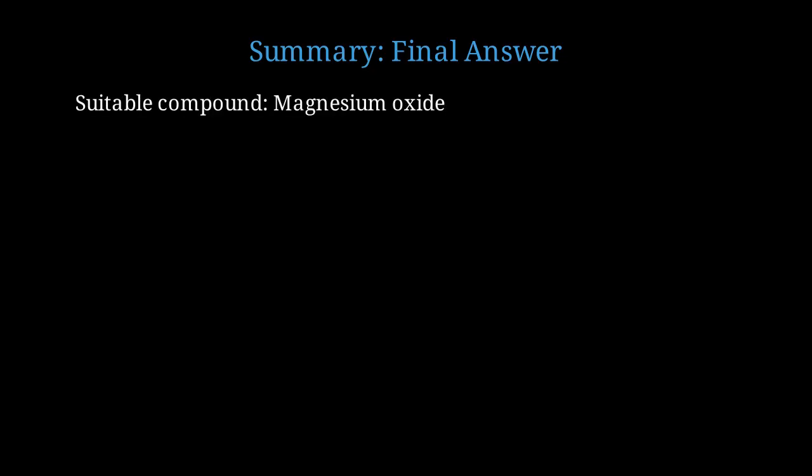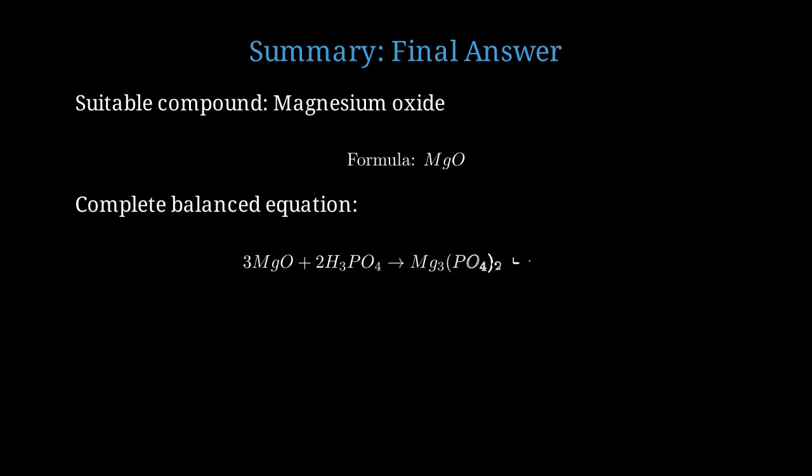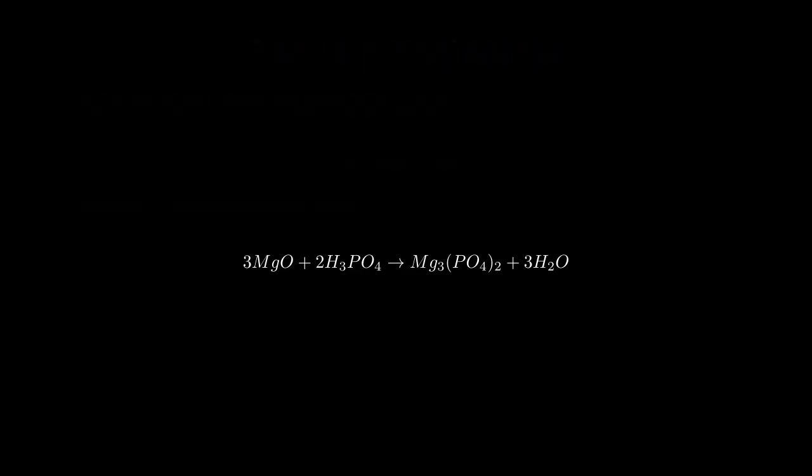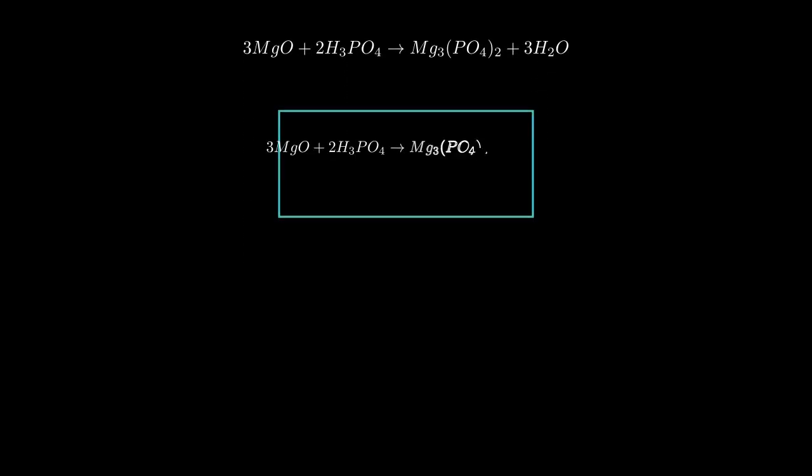Let's summarize our answer to the original question. The most suitable magnesium compound is magnesium oxide. Its formula is MgO. And here is the complete balanced chemical equation. 3 magnesium oxide plus 2 phosphoric acid yields magnesium phosphate plus 3 water. This is the final answer, showing both the formula of the compound and the balanced equation for the reaction.